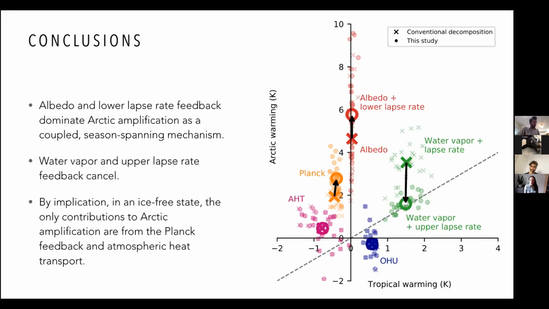Wondering about the importance of the upper lapse rate feedback and the atmospheric energy transport in general, in light of some of the older results of, say, Huang and Frierson showing an anti-correlation between atmospheric heat transport and polar amplification, say in the earlier generations of models.